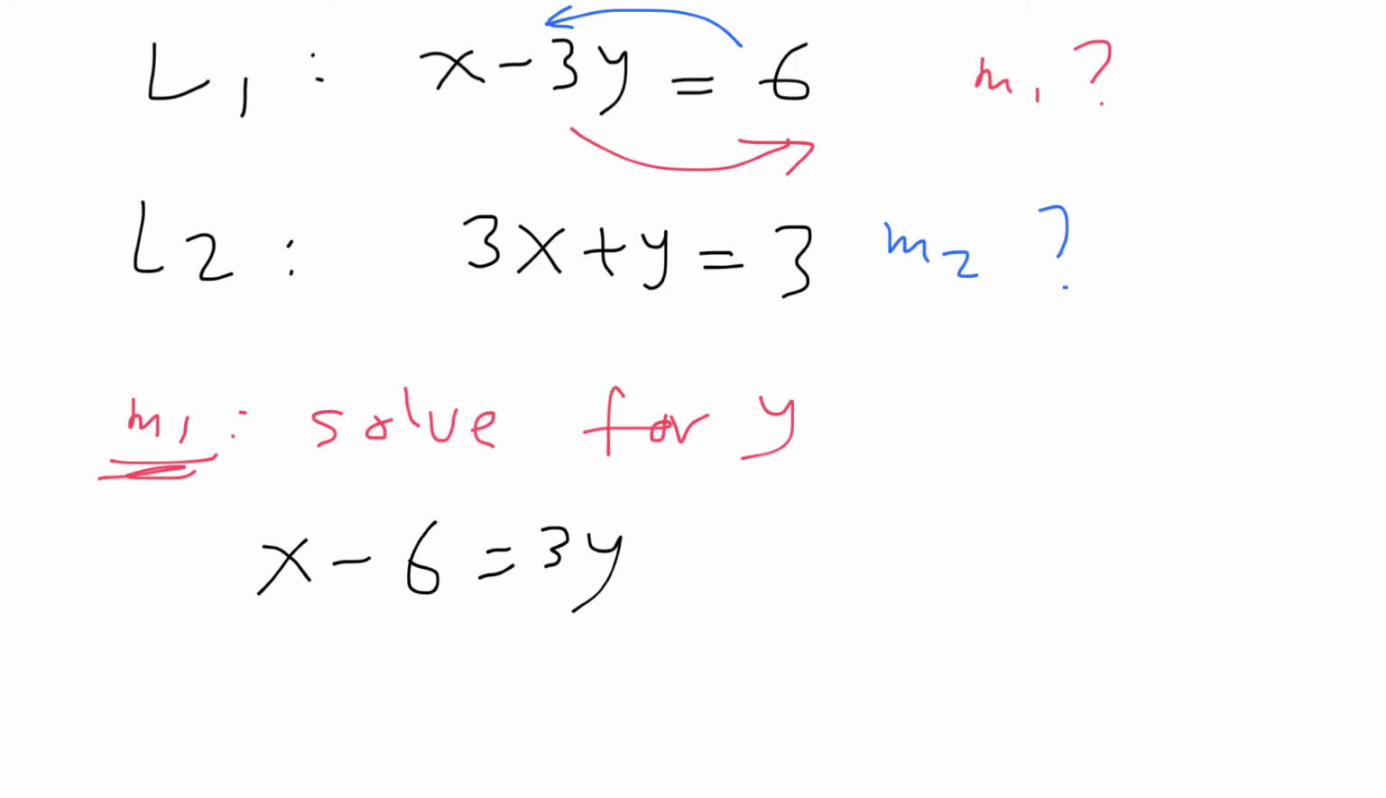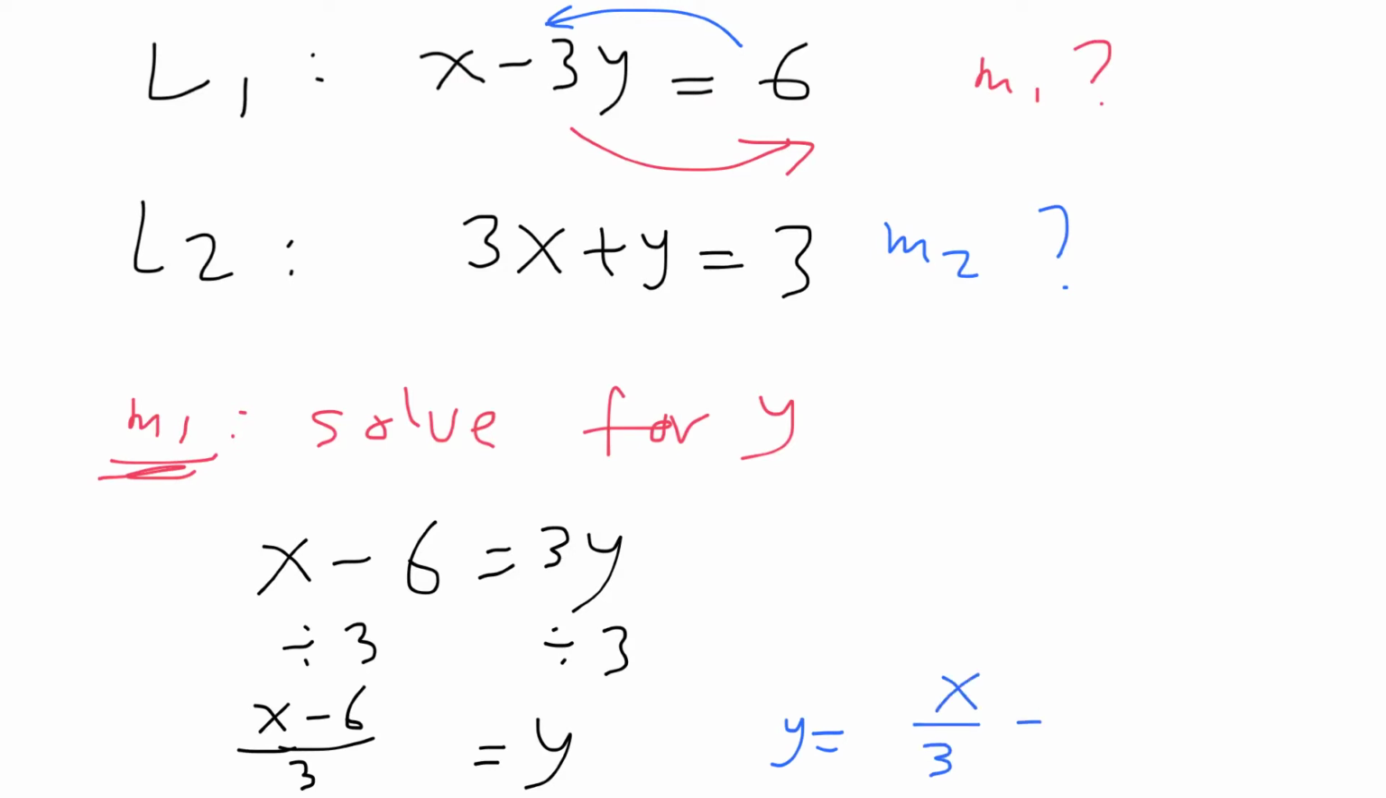And then what? I isolated 3y on one side, but it is still 3y. I want just y. What do I do to make it just y? Divide by 3. Divide by 3 here and divide by 3 here. So this will become y, and this will become x minus 6 over 3. This means y equal x over 3 minus 6 over 3.